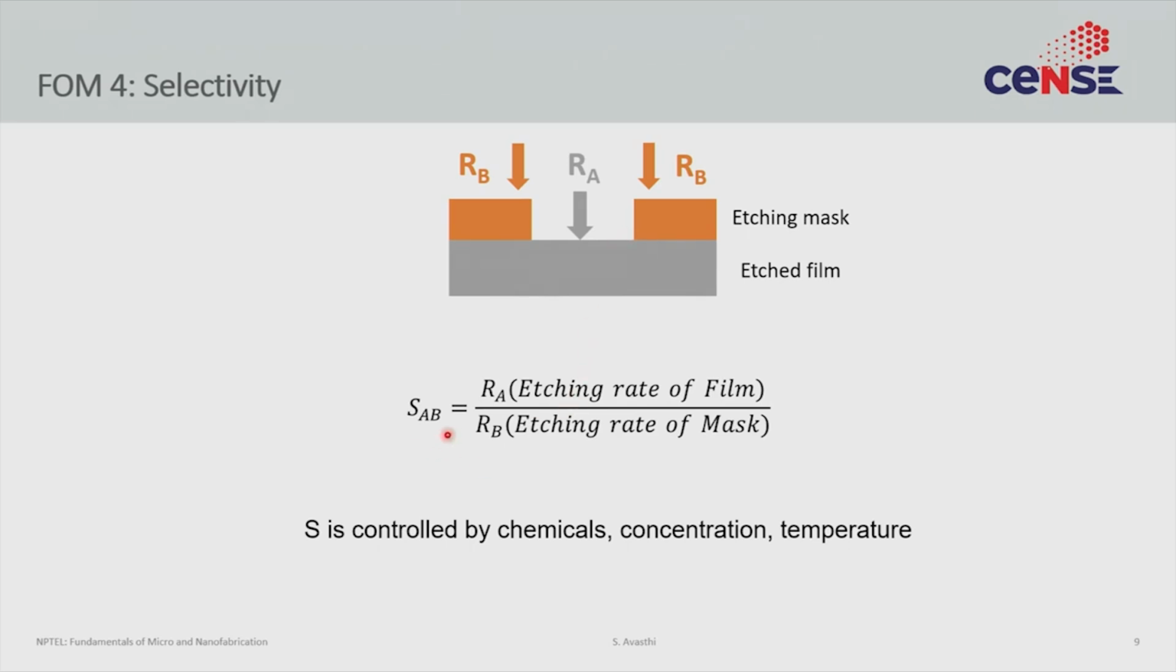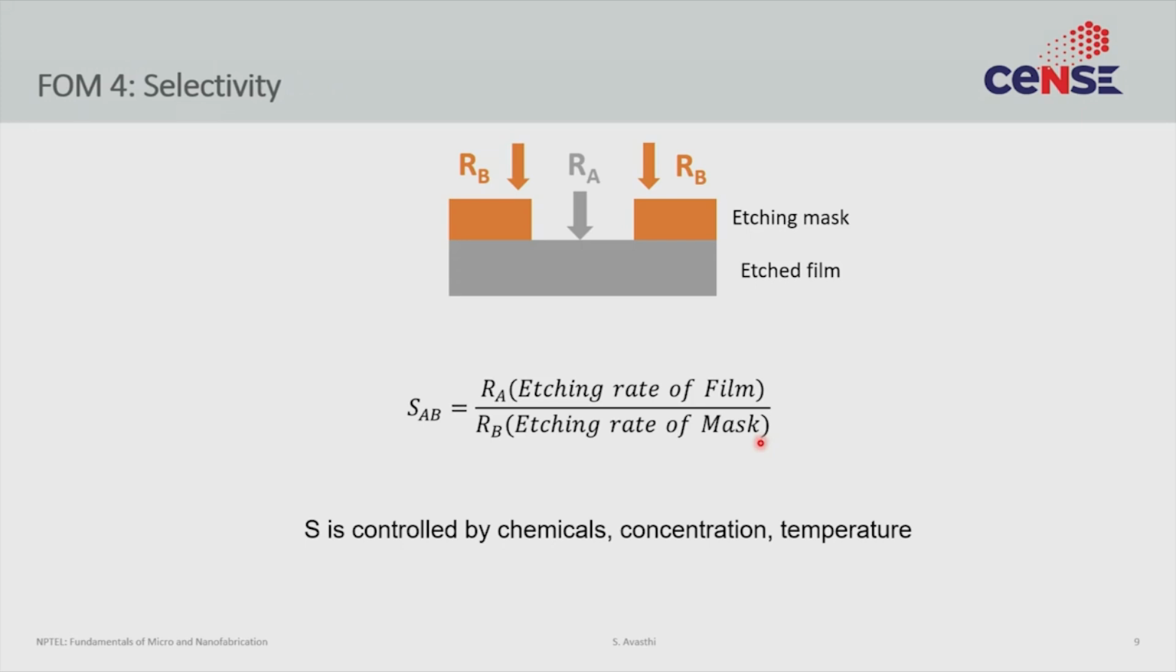Mathematically, selectivity is a function of both A and B, where A is the film you want to etch and B is the mask. So, selectivity between A and B is nothing but the etching rate of the film divided by the etching rate of the mask. If the etching rate of the mask is 0, then selectivity is infinity, which basically means that you are not etching the mask at all, you are only etching the film, which is the ideal case. In general, you are always etching the mask to some extent, maybe at a slower rate. So, the selectivity falls.